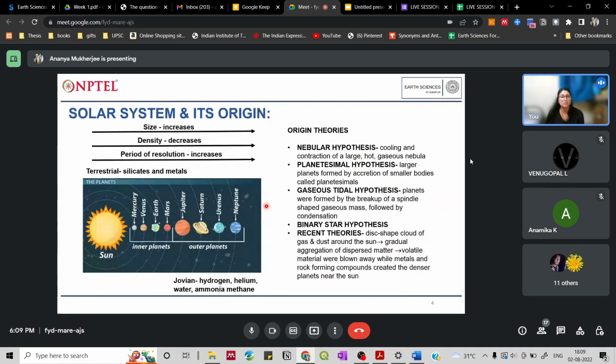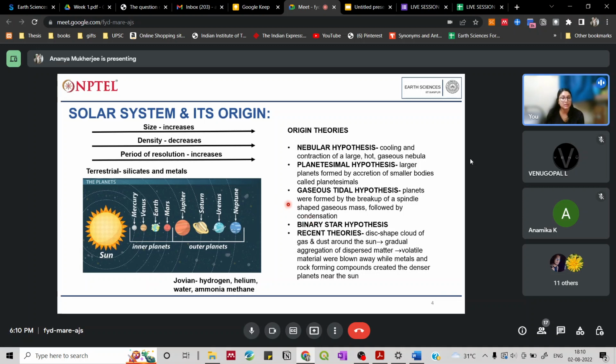To understand everything, we will first start with the origin of the solar system. As you all must be knowing about the Big Bang theory, other than that, there are different other origin theories also. Some of them have said that there was a large hot gaseous nebula which cooled and contracted and formed the sun, and then due to the sun's own gravitational attraction, the different components later on consolidated and formed the different planets that we see. And there are a few other theories over here.